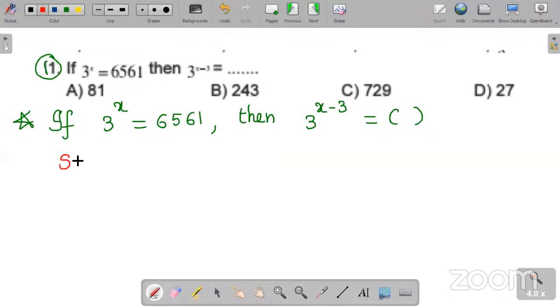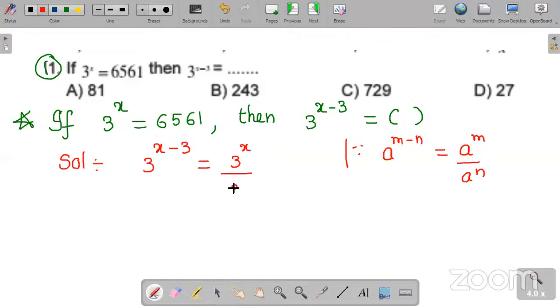Solution, you see. This is 3 to the power of x minus 3. We know the formula: a to the power of m minus n is equal to a to the power of m by a to the power of n. So this we can write as 3 to the power of x by 3 cube. 3 power x is already given, that is 6561. 3 cube means 3 into 3 into 3. We need to simplify, then you will get the answer.